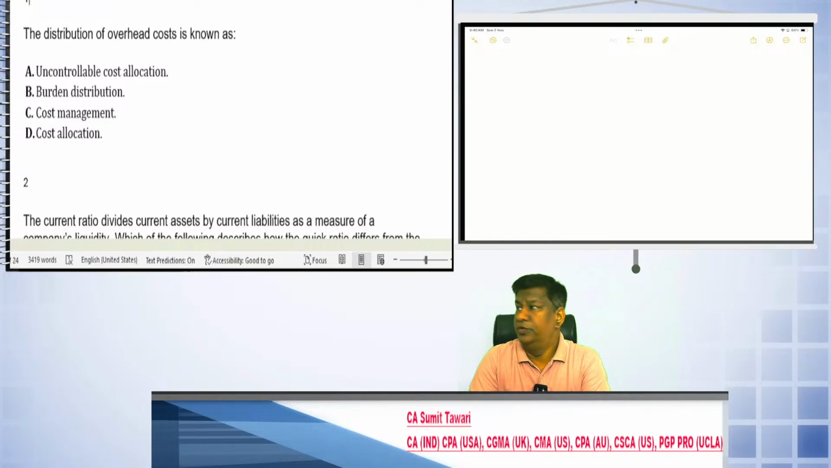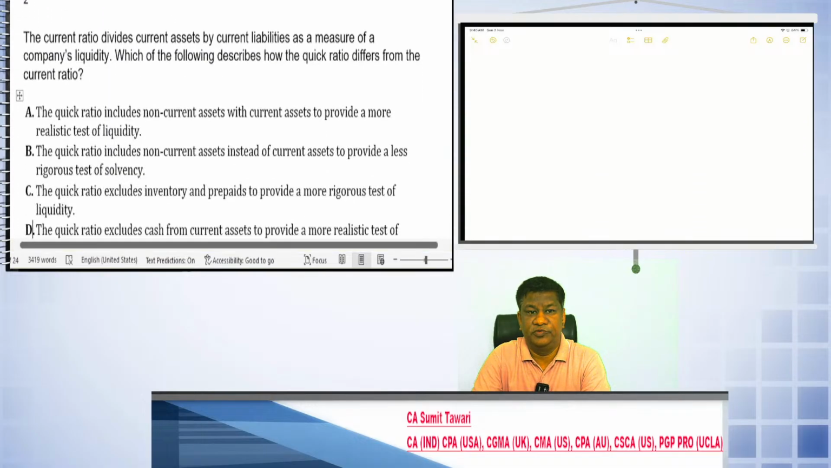Are you able to see the screen? Anyhow, I already sent the Word file. So the first question, and even if it is wrong, no issue, you can try to guess. Allocating the cost. Yeah, cost allocation. Question number two.